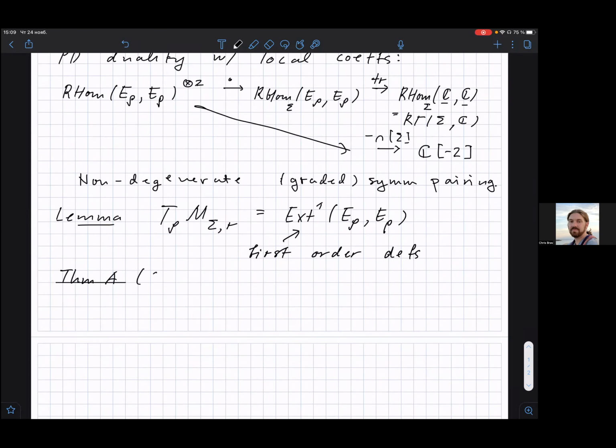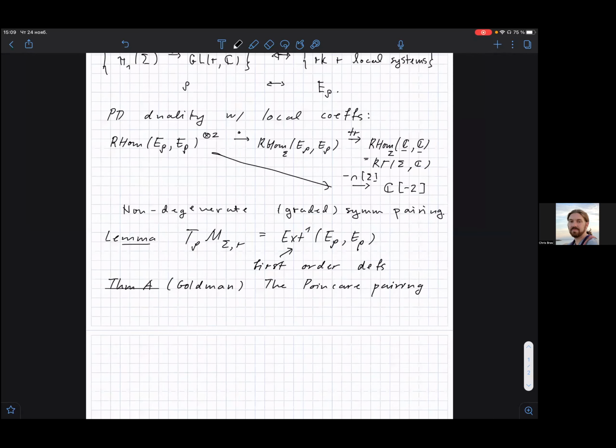of Goldman, with one or two n's, I don't remember, says that the Poincare pairing up above on x1, so let me write that, as T row. I'll suppress the name of the moduli space.